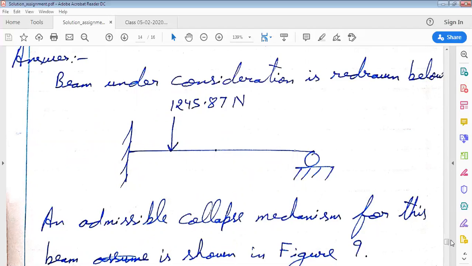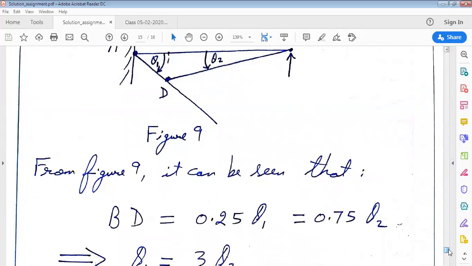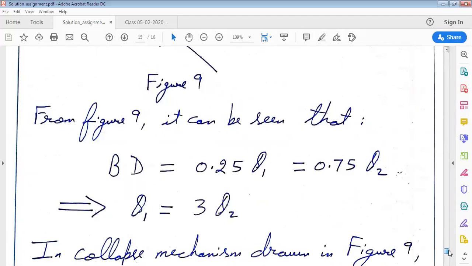Now, first of all, we will conceive an admissible collapse mechanism for this beam. The collapse mechanism for this beam is shown in figure 9. Here we have considered two plastic hinges. One hinge is at location A and another hinge is at location D. And we can see here that BD equal to 0.25 theta 1 and that is equal to 0.75 theta 2. And this gives us theta 1 equal to 3 theta 2.